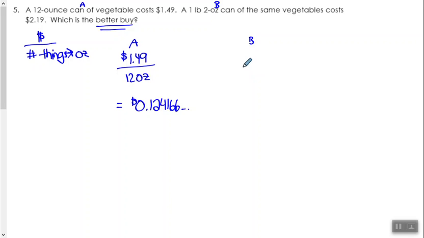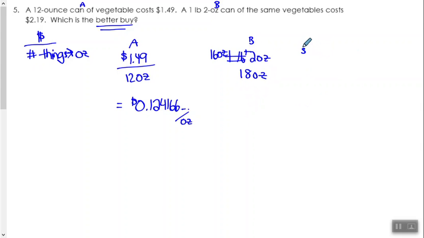Okay, so can B, I have a 1 pound 2-ounce can. Now I want to be able to compare this. So this is like 12.4-ish cents per ounce. So I want to know what this is going to be per ounce. So I need to figure out first, how many ounces do I have? So 1 pound is 16 ounces. So I have 16 ounces and another 2 ounces. So altogether here, I have 18 ounces in this can. And now I have it just in ounces.